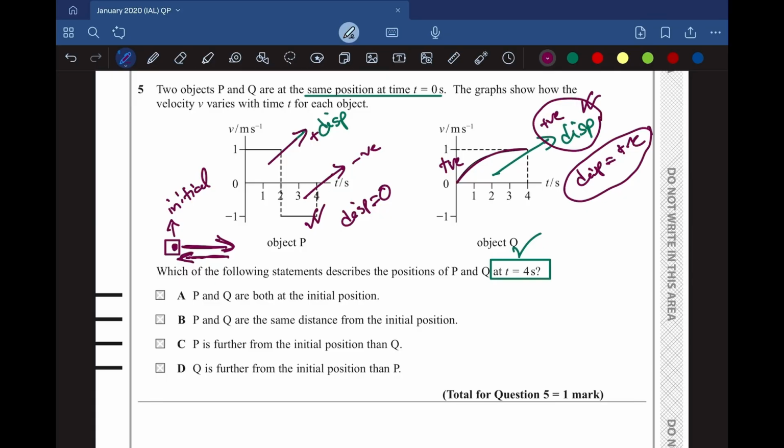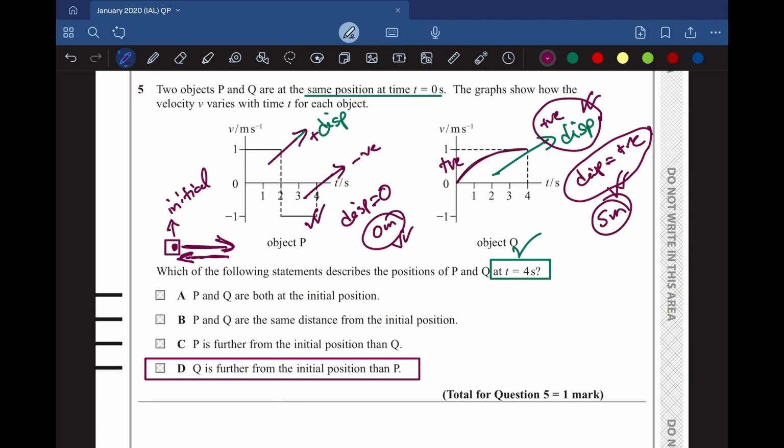So the question says, which of the following statements describes the position of P and Q at t equals 4 seconds? Our answer is going to be D. Why? Because they have said Q is further from the initial position than P. Basically, Q is ahead of P because Q has a positive displacement. Let's say P has moved 5 meters, but its displacement is 0. It's still at its initial position. That's why Q is further from the initial position than P. All the other answers are wrong.